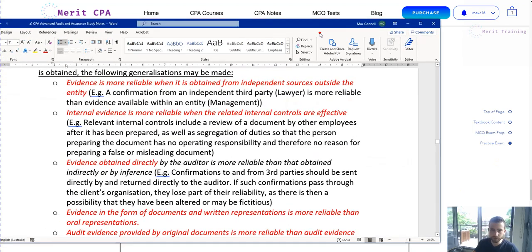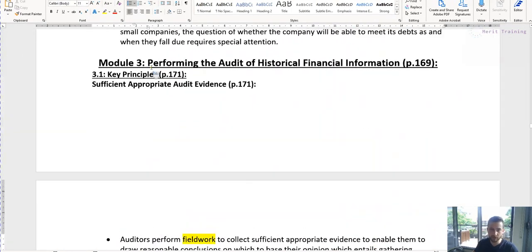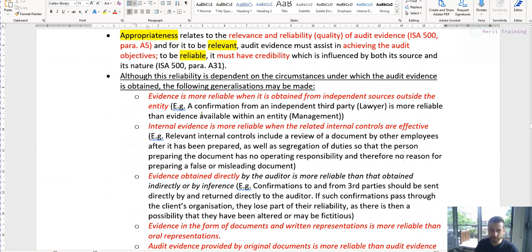Per Module 3, right at the beginning, evidence is more reliable when it's obtained from independent sources outside the entity. For example, a confirmation from a third party, such as a lawyer or bank, is more reliable than evidence available within an entity. And that makes sense, same as we talked about before where there's fraud happening.